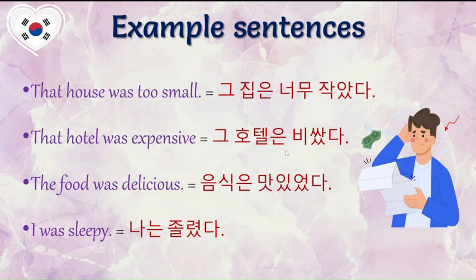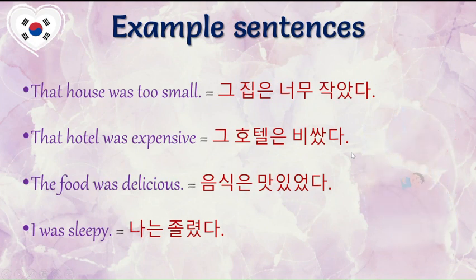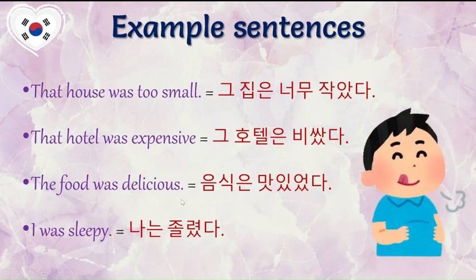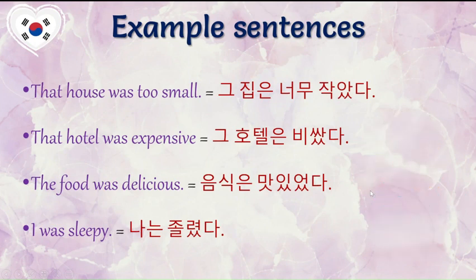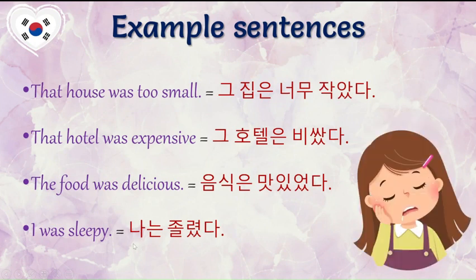Hotel is hotel in Korean. It is a loan word. And to be expensive is 비싸다. So in past tense it becomes 비쌌다. Okay. Next example is the food was delicious. 음식은 맛있었다. Food is 음식. To be delicious is 맛있다. And in past tense it becomes 맛있었다. Fine. The last one is I was sleepy. 나는 졸렸다. I is 나는 and to be sleepy is 졸렸다 in past tense.